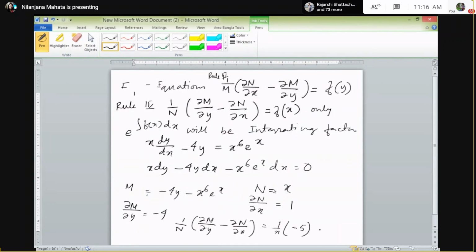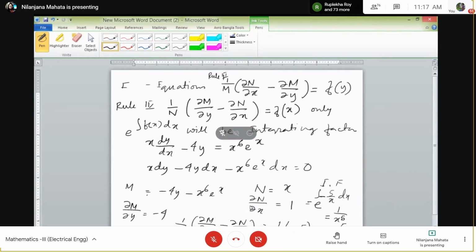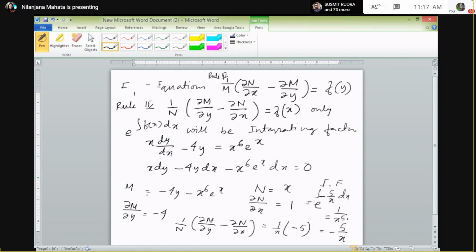So your integrating factor is e to the power ∫ −5/x dx. You can easily integrate this, and the integration will be minus, so this will be 1 by x to the power 5, right?